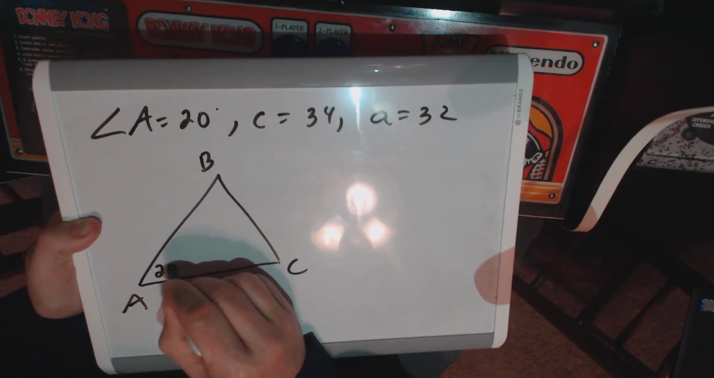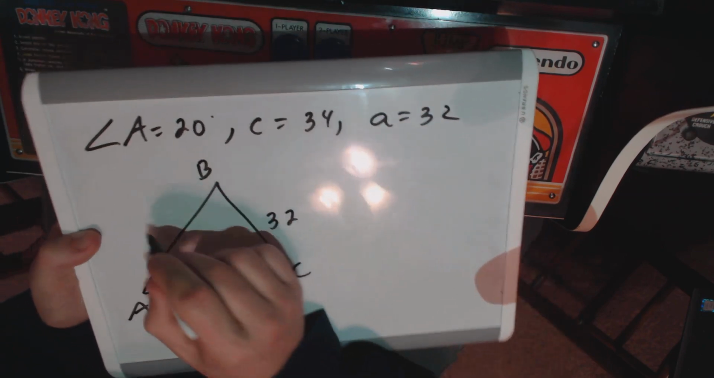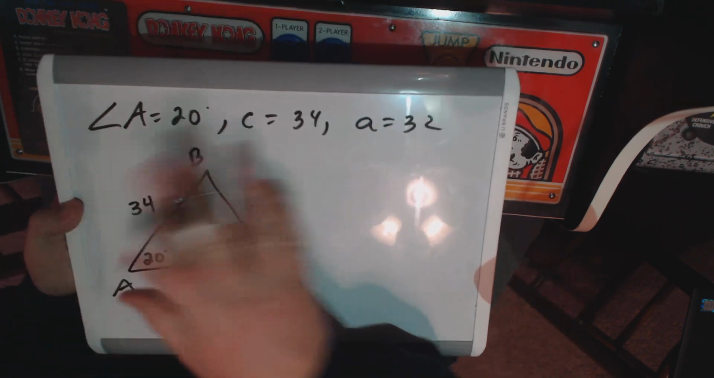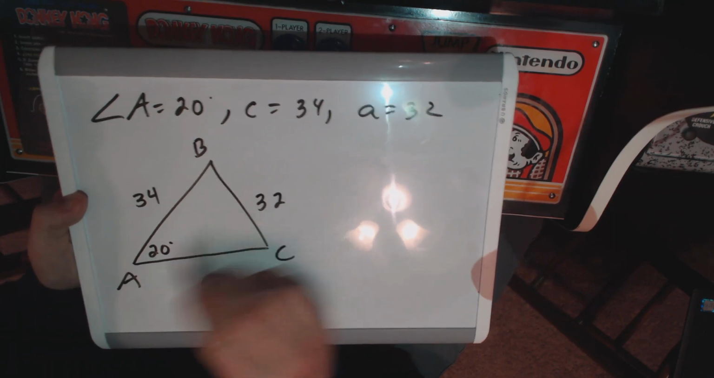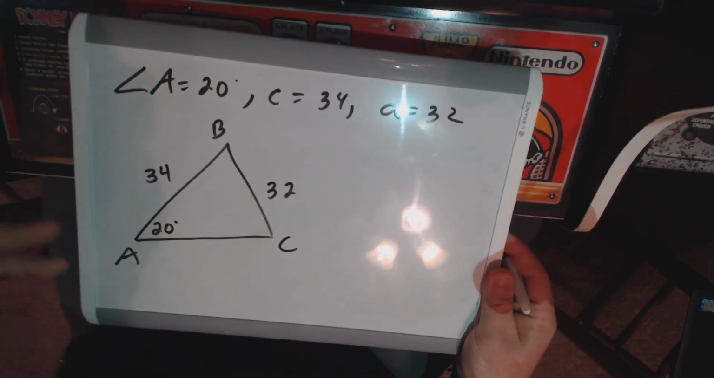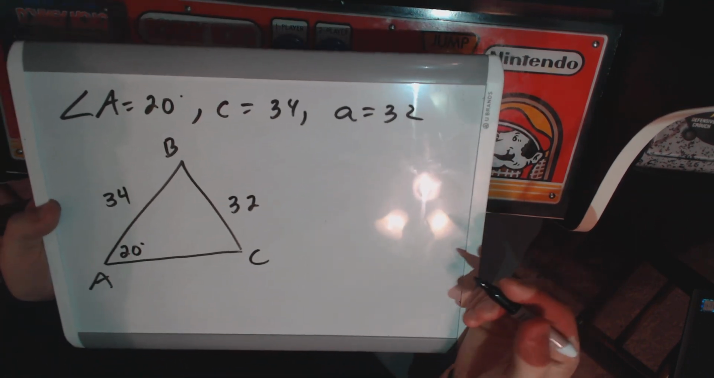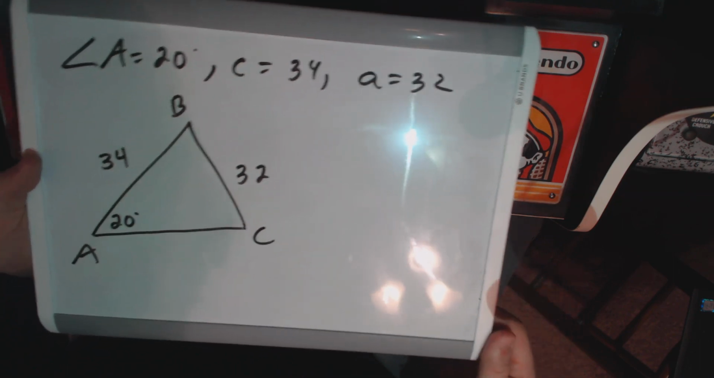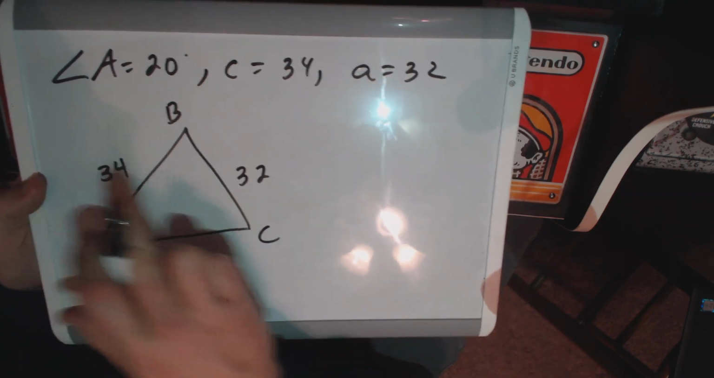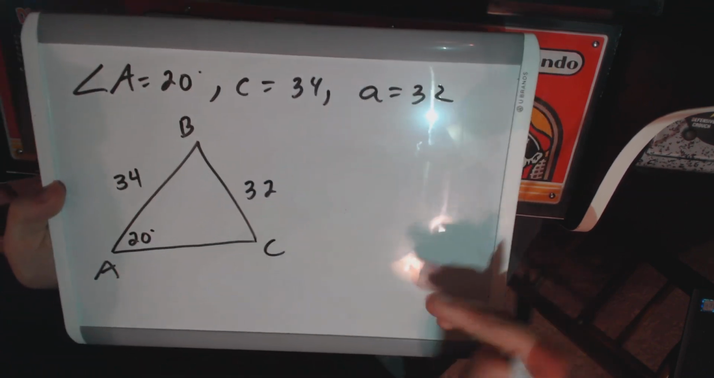You got angle A is 20, A is 32, and C is 34. There it is, okay? Now yours might look a little different, but it's just got to be A and C, okay? Now, once again, I know I can use the law of sines because I have angle A inside A, right? So here's how I'm going to set it up, okay? Now, what do you think I have to solve for first here? You have to solve for C because you have nothing with B. So here's what you do.